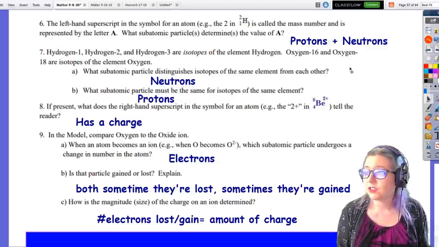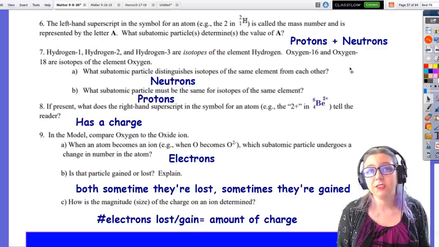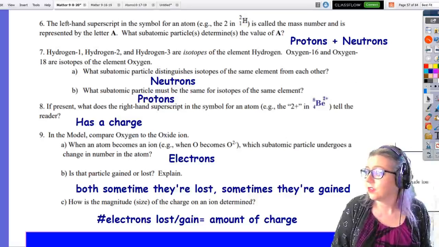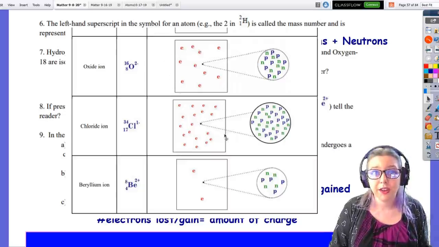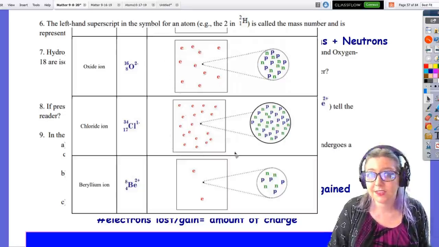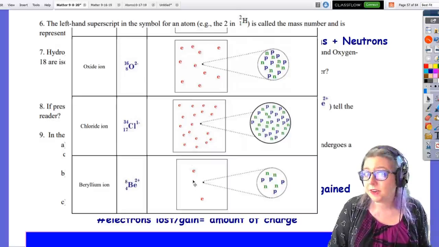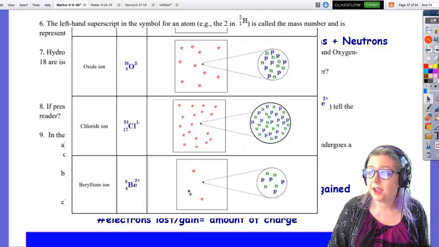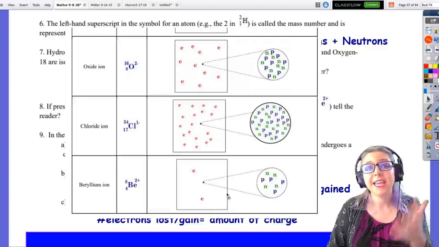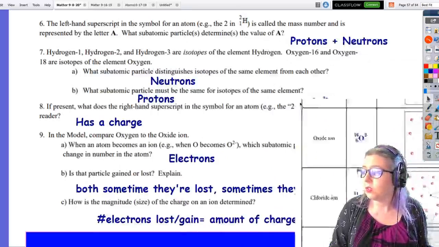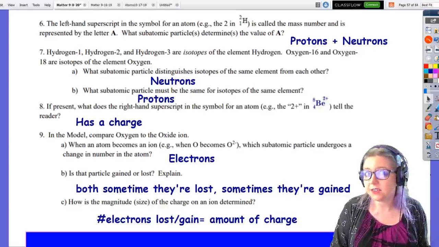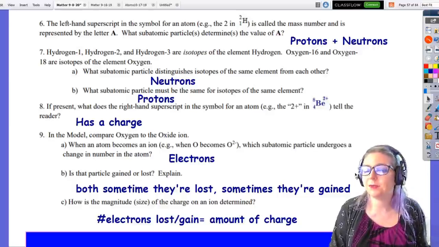So, are electrons lost or gained? They can be lost or they can be gained. So if I look at our examples, my oxide ion gained 2 electrons. It went from 8 to 10. My chloride, it went from 17 electrons to 18 electrons. But my beryllium, my neutral beryllium atom would have 4 electrons, but now my ion only has 2. So I can gain electrons or I can lose electrons. Some elements only ever lose, some elements only ever gain. You're going to start to see why that happens and what the patterns are soon.